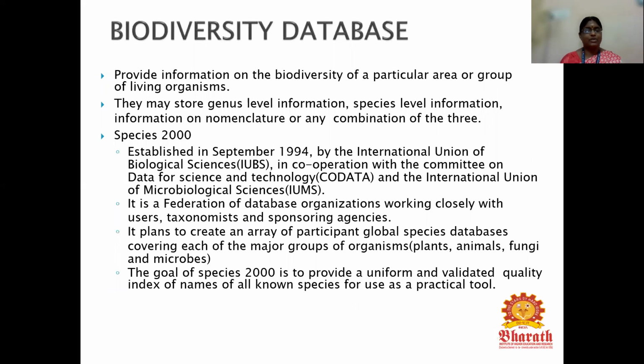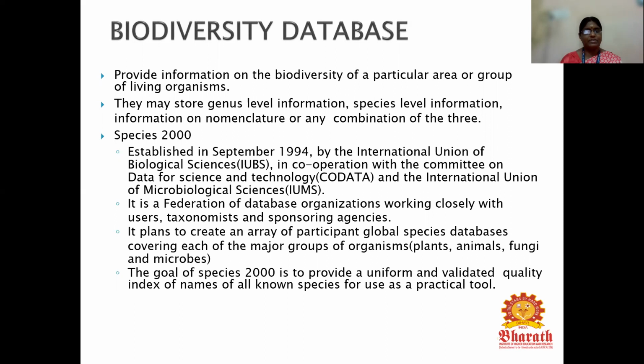And the last one is the biodiversity database. Biodiversity databases play a major role in biological databases. They provide information on the biodiversity of a particular plant, animal, or human species, and also comprise the living organisms. They may store genus level information, species level information, information on nomenclature, or any combination of the three. So species 2000 are recorded in the biodiversity databases.